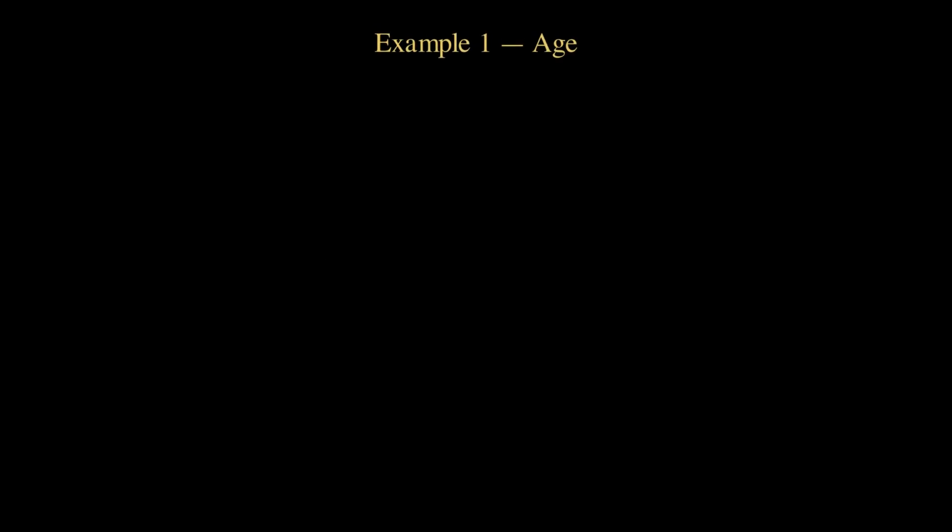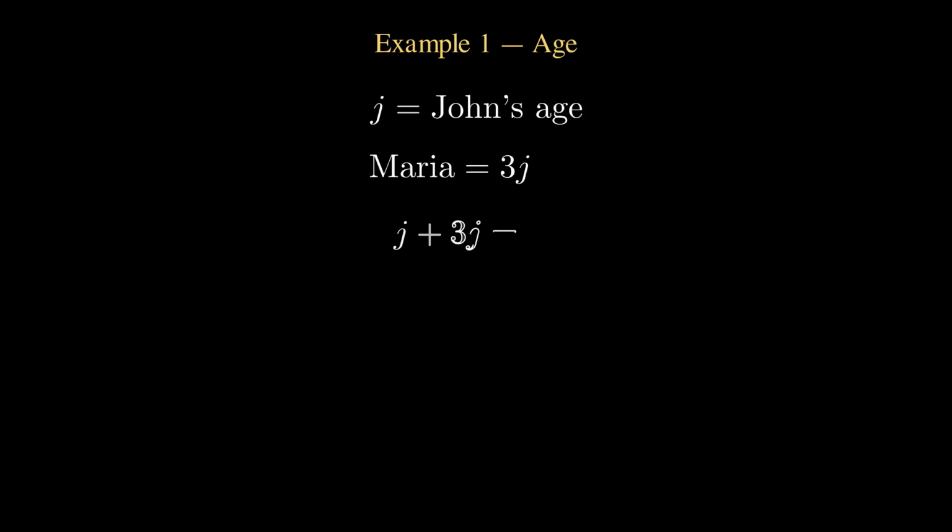Example 1, an age problem. Maria is 3 times as old as John, and their ages add to 48. Let J be John's age in years, then Maria's age is 3J, because 3 times as old means multiply by 3. Sum means add, so J plus 3J equals 48, that is 4J equals 48. Divide both sides by 4. John is 12 years old and Maria is 36 because 3 times 12 is 36.